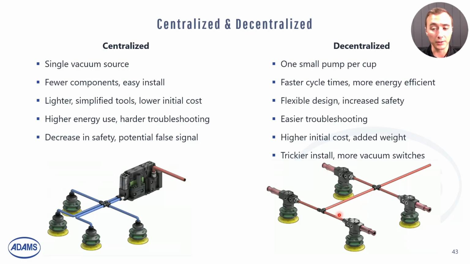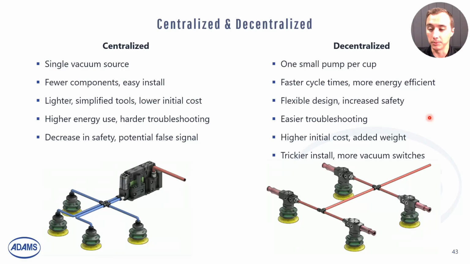These can have faster cycle times. That's because each tool has a much smaller area in the cup to evacuate. So they can quickly evacuate the air, create a good vacuum scenario, and handle the part. They're more energy efficient as well, since it's a bunch of small pumps instead of one big one that's drawing a lot more air.